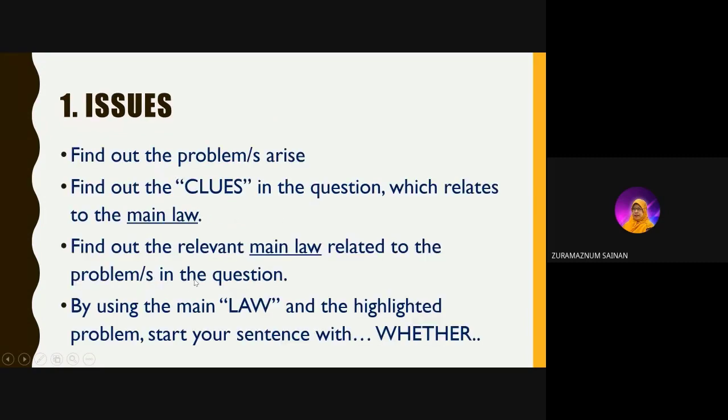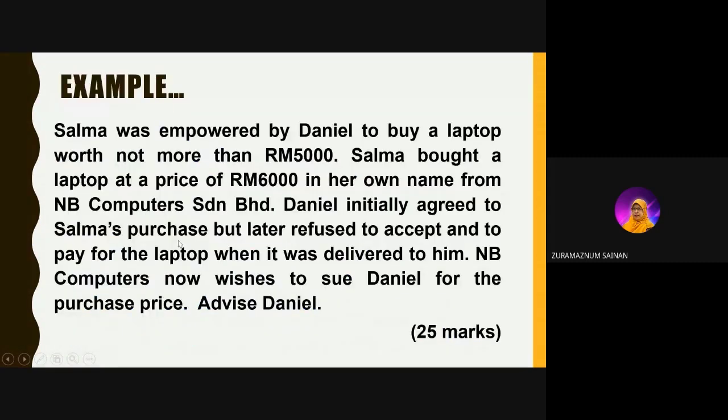Mesti ada benda ni semua. So issue dah tahu dah tadi macam mana nak buat, apa cerita. Okay, so this is the example of the question. You have to read the question. Jangan terus laju je baca, lepas tu tengok terus hujung. Tak boleh. You have to read each sentence one by one. Find out the clues. Ini yang nak cari clue ni.